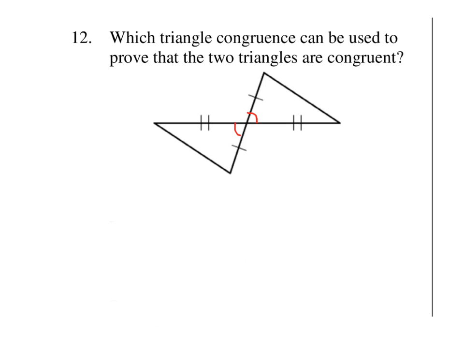12. Which triangle congruence can be used to prove triangles are congruent? Well, right here in the middle, those are vertical angles, so we can add some congruence marks. And now we have two sides and the angle that's between them on both triangles, two sides, angle between them. So we have side, angle, side for both of our triangles.